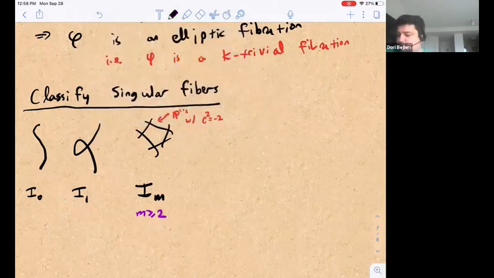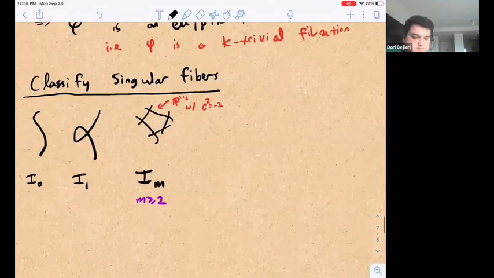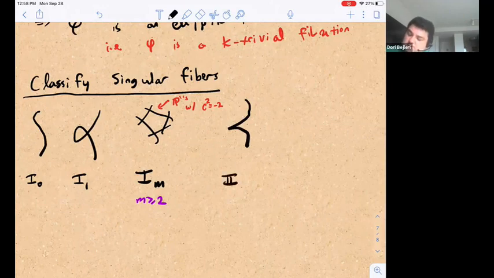And then there's a few more singular ones, but still reduced. So you can have a cusp, like y squared equals x cubed. And this we can call a type 2 fiber. We can have 2 P1s that are tangent, like this.